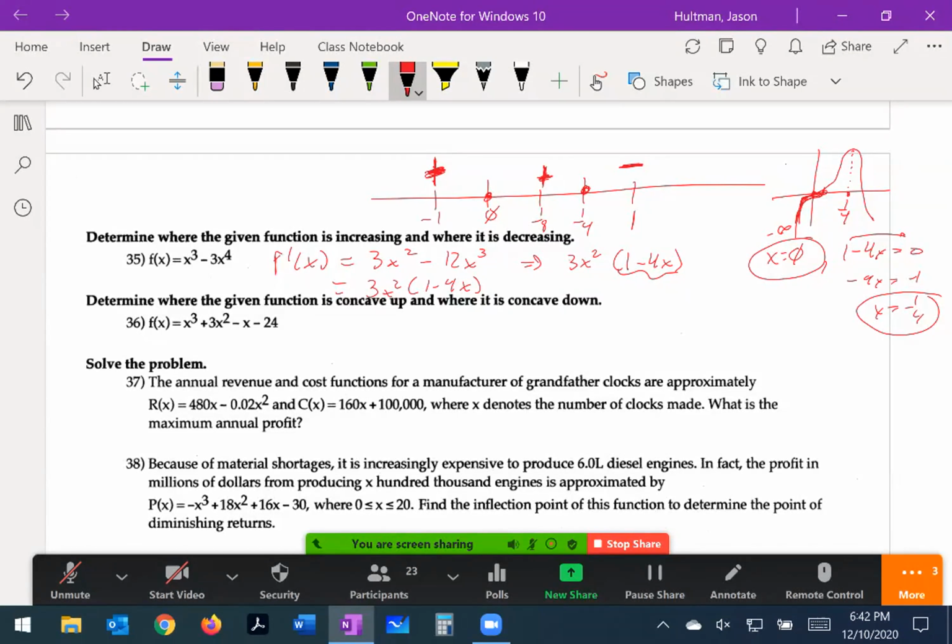Okay, so for 35, we would say it's increasing from negative infinity to 1/4, and it's decreasing from 1/4 to positive infinity.